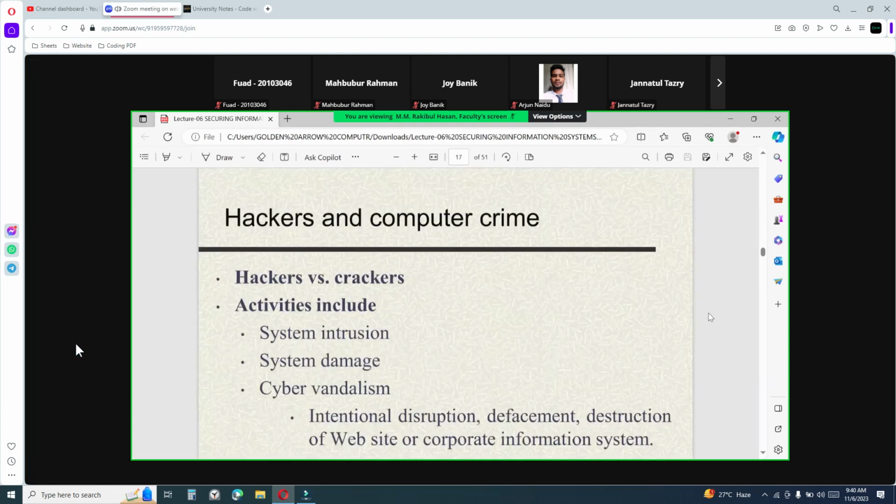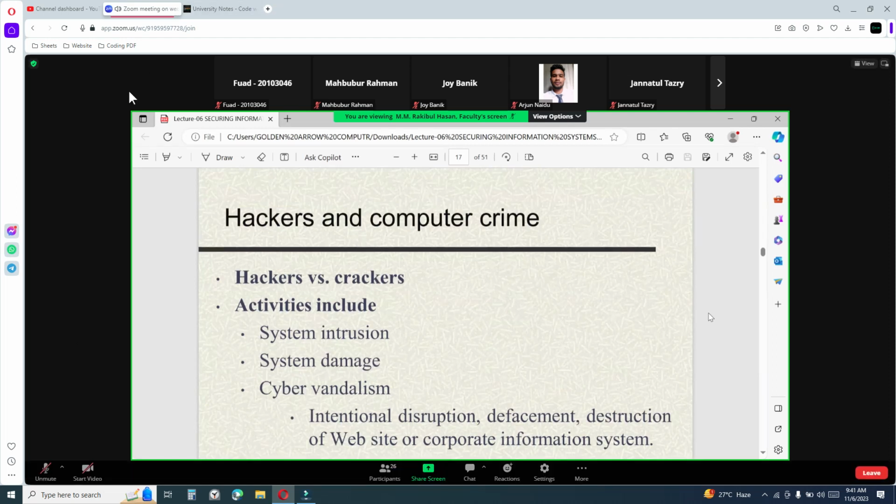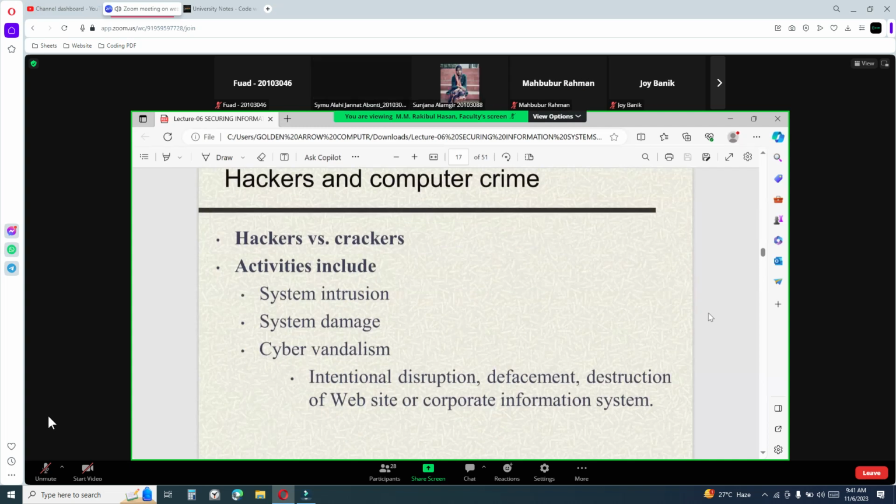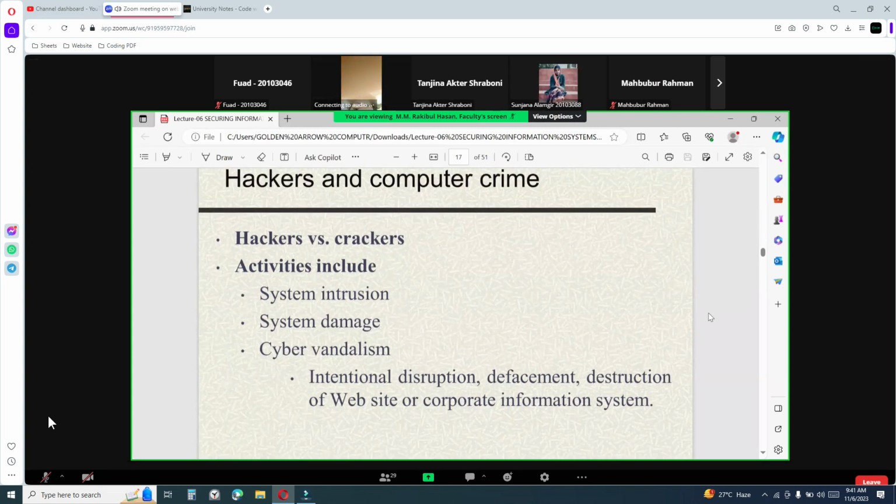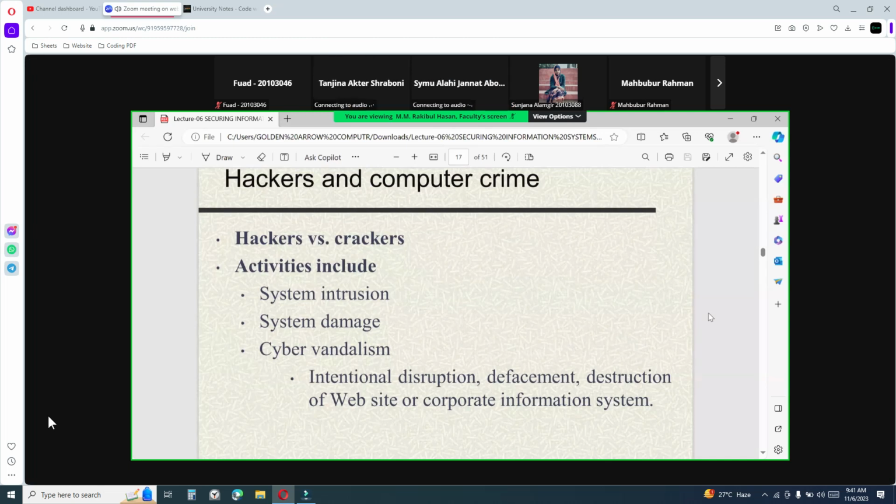Do you guys know your midterm examination date, time, and room number? Yes, sir. What is the date? 18/11/2023. What is the room number? Room number 501. Time? 10:40 to 11:40. All right. Okay. So be careful about the examination date. On that date, at that specific time, you have to join.